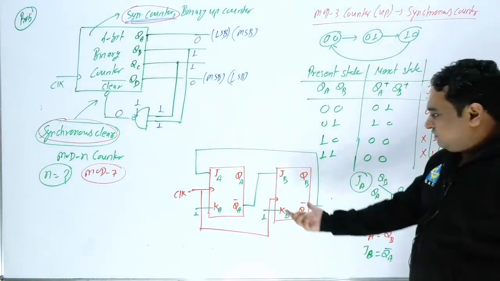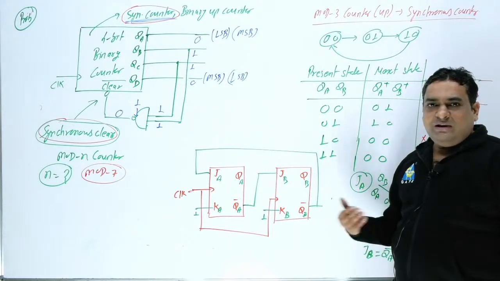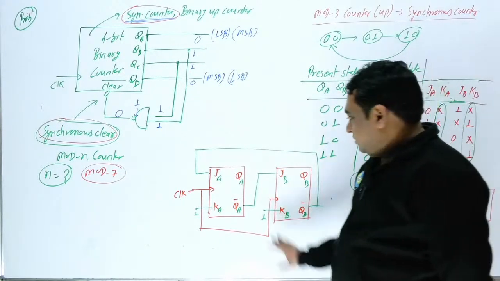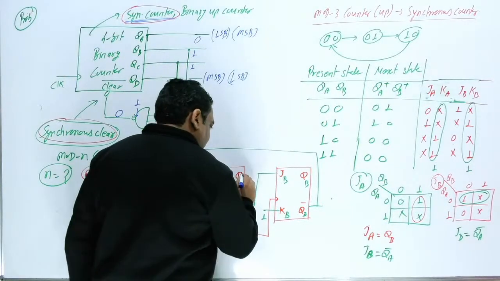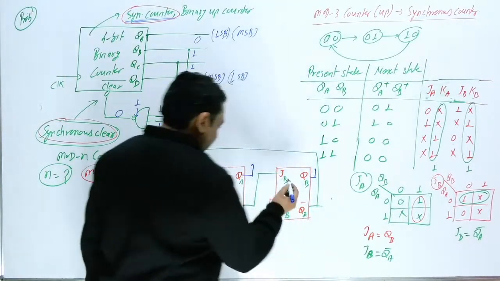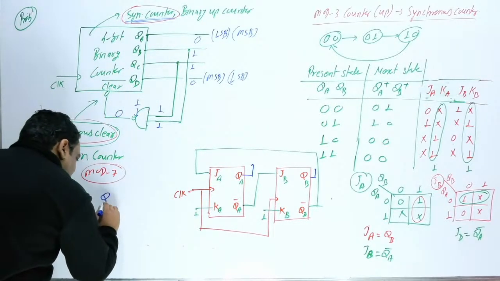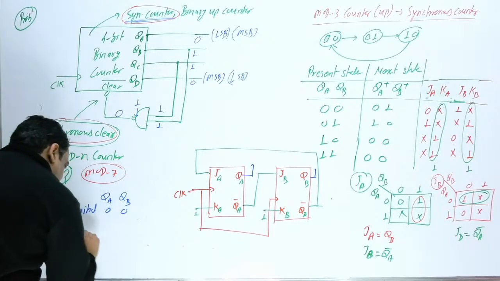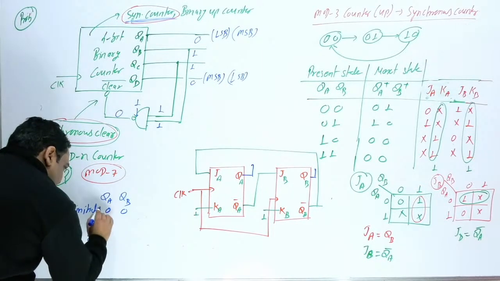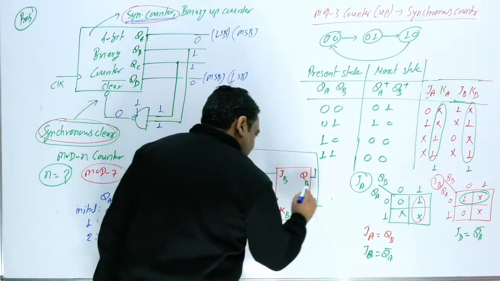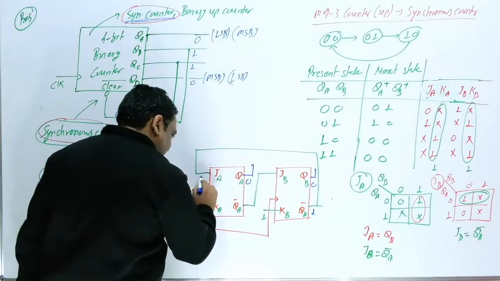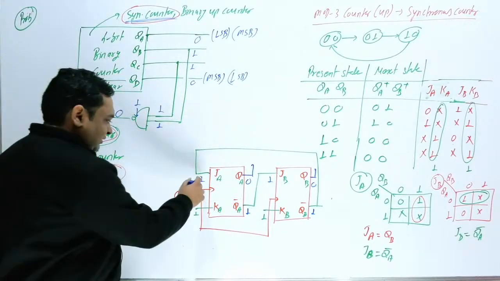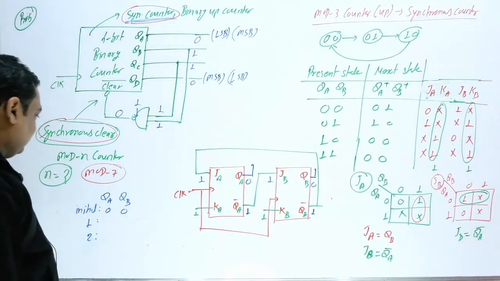Now I will ask you a reverse question: if this circuit is given, what will be the number of output states? How can you find out? Easily we can handle. This is your QA and this is your QB. Initially both are 0, 0. After the first clock, the second clock, what will you get? Initially this is 0 and 0. If this is 0, this is 1, you are getting 1 here. So both inputs are 1 1, and both will toggle.